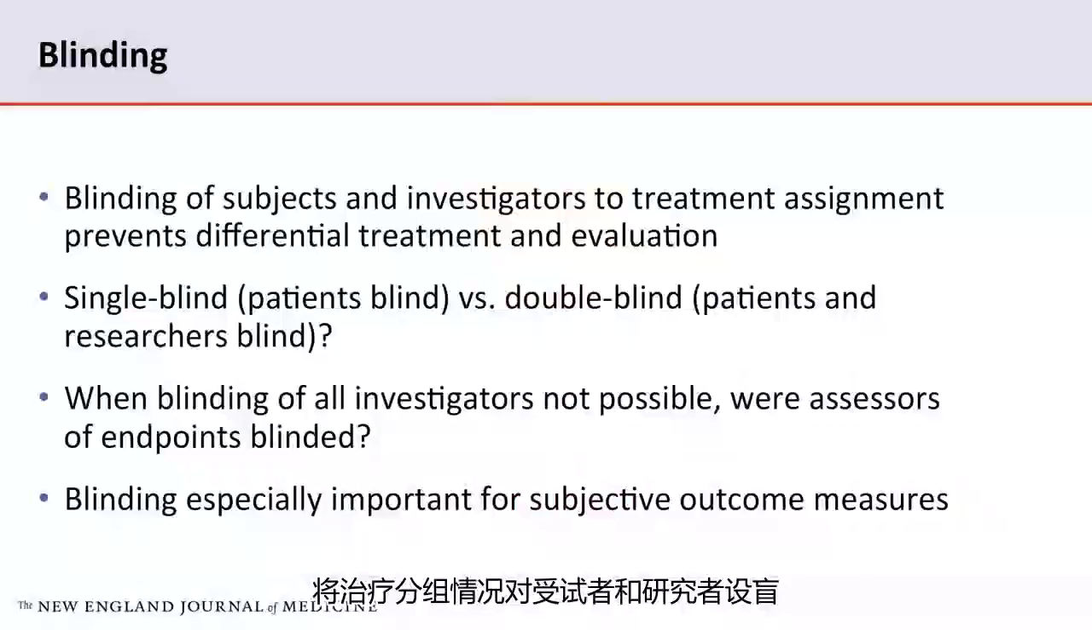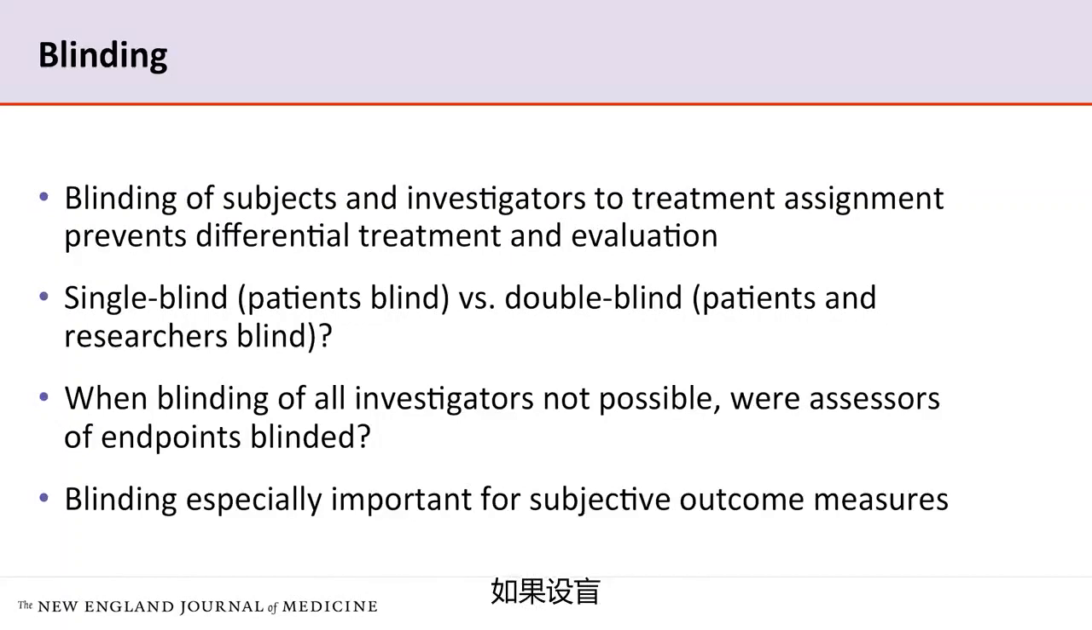What if all are assumed to have unfavorable outcomes? Blinding of subjects and investigators to treatment assignment is important to prevent differential treatment and evaluation. In reviewing a clinical trial report, you should determine whether the trial used blinding, and if so, was the trial single-blind, that is, patients blind, or double-blind, that is, patients and researchers blind.